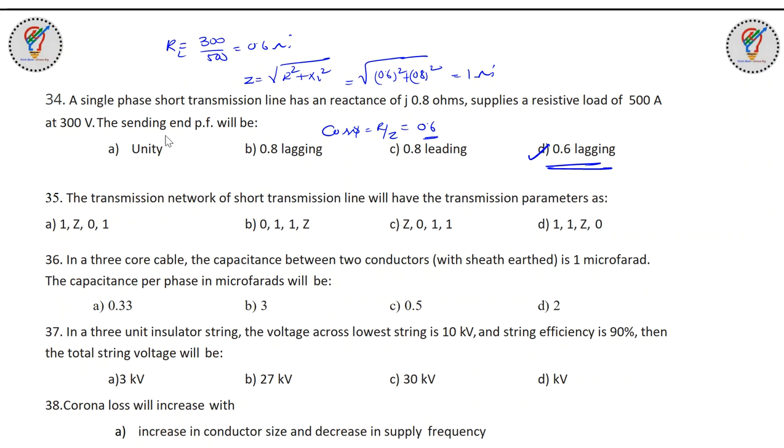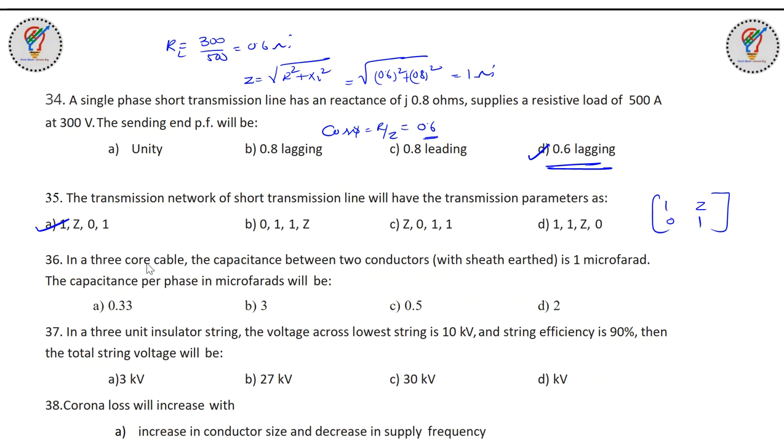Next one. The transmission network of a short transmission line will have the transmission line parameters. If you take the ABCD parameters for a short transmission line: 1, Z, 0, 1. So [1 Z; 0 1] is the answer A. So hope you are getting the answers.